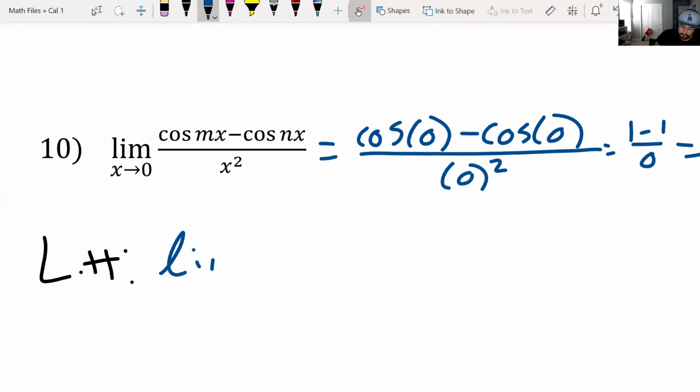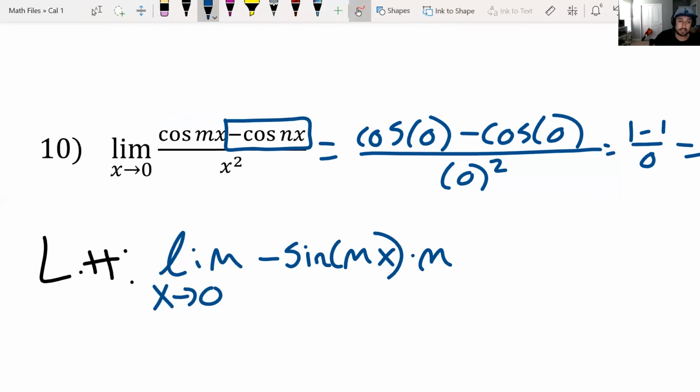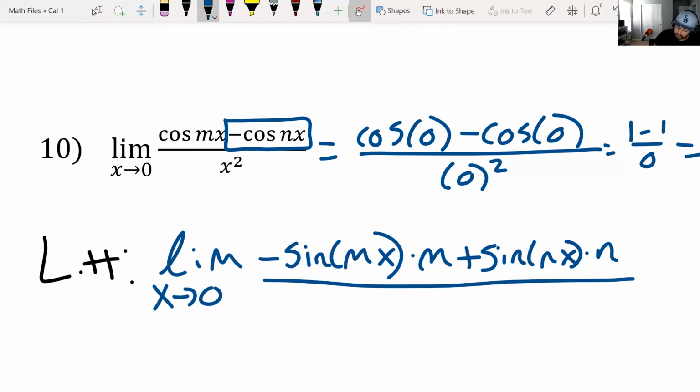We get the limit as x approaches 0. First derivative is this with the chain rule. So it's cosine of mx. So our derivative should be m, not m cosine, sorry. So the chain rule derivative of that's going to be negative sine mx times m. And then the next one is the chain rule derivative of negative cosine nx. So that's going to be plus sine nx times n over 2x.